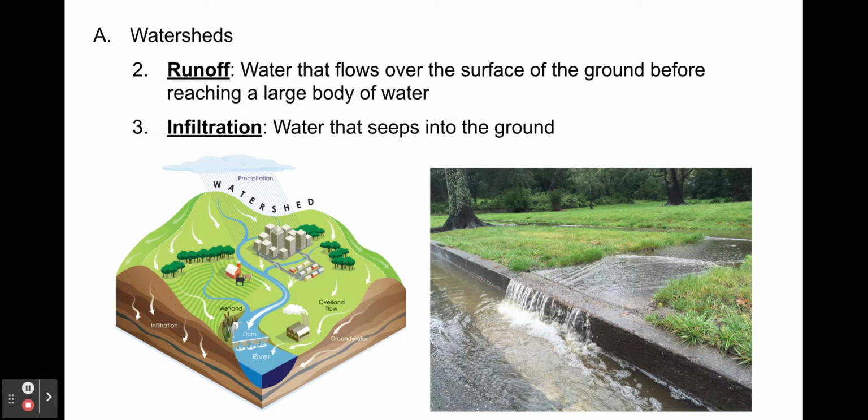The alternative to runoff is infiltration. This is water that seeps into the ground. The rainwater that flows over these grassy areas, some of it might be able to sink into the soil instead of flowing over the surface.